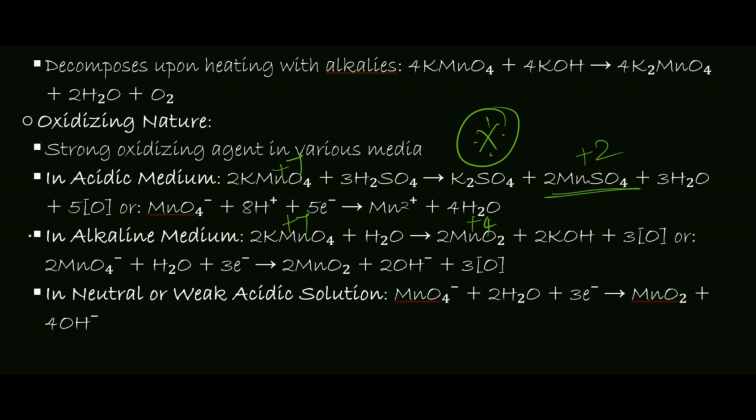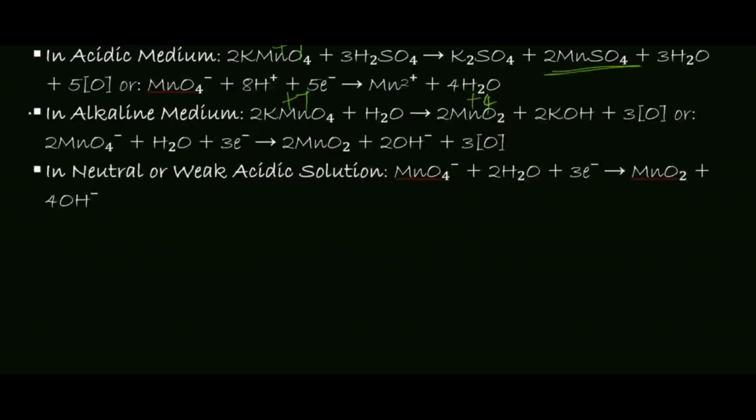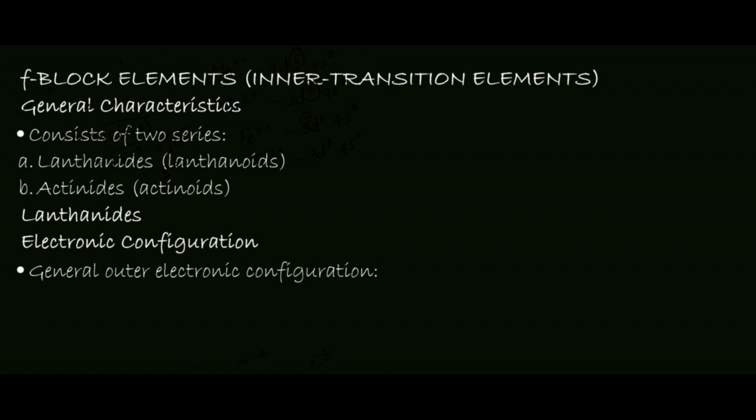Right? So this kind of conversion is super important. The question can be asked from here as well. Okay. So moving on to F block elements. There are two types in F block elements. One is lanthanides and actinides.